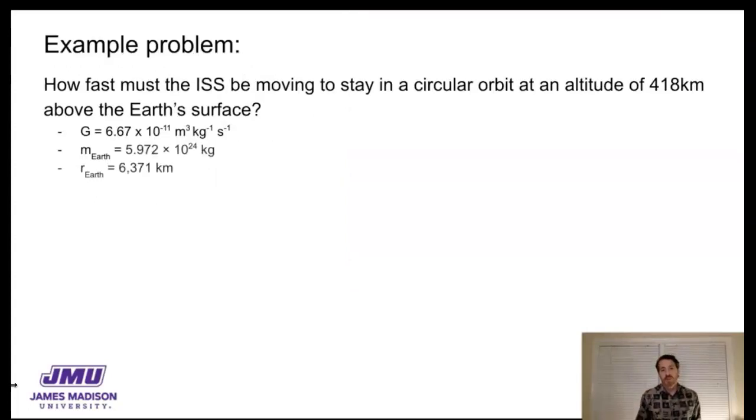So an example question we would have would be something like, how fast is the International Space Station moving in order to stay in a circular orbit at the altitude that it currently is? I looked it up. It's currently at 418 kilometers above the Earth's surface. And I gave the answer earlier to how fast they're moving, so we'll know if we're doing it right.